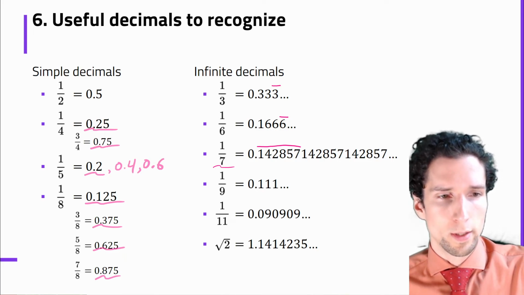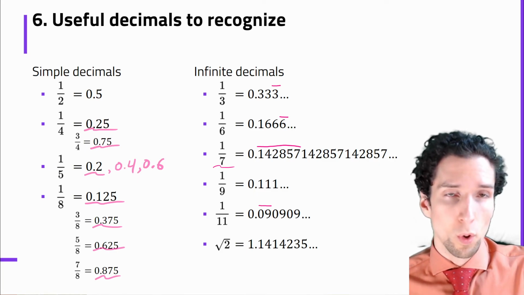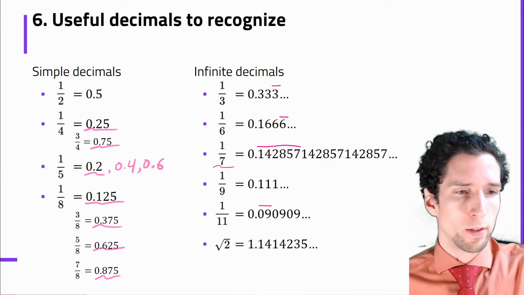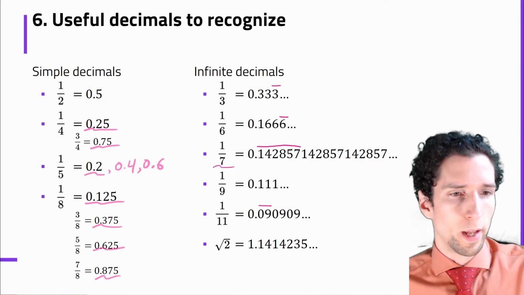So 1 over 11 is 0.090909. 2 over 11 is 0.181818, and 3 over 11, 0.2727, like etc.